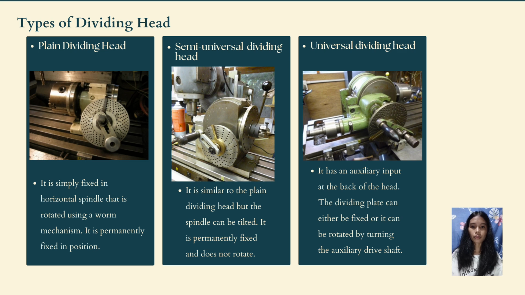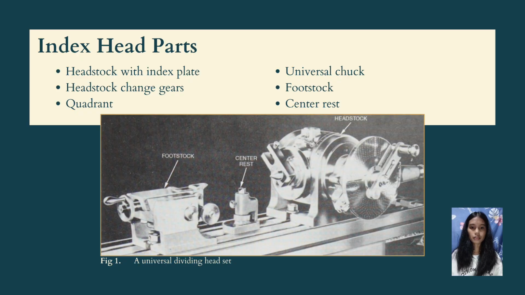In the case of the universal dividing head, the dividing plate can either be fixed or it can be rotated by turning the auxiliary drive shaft. When used as a plain dividing head, the dividing plate is locked in position. When used for helical milling, the dividing plate is unlocked and can be turned by means of the auxiliary input. Next is the universal dividing head set.